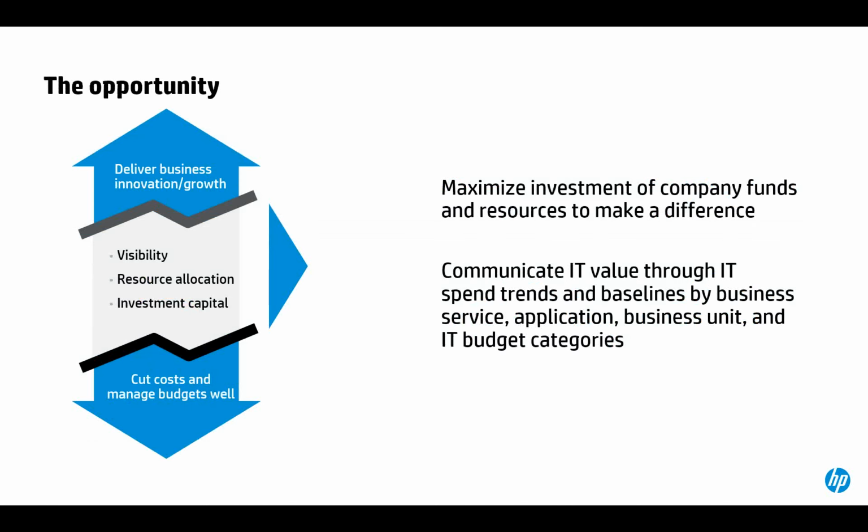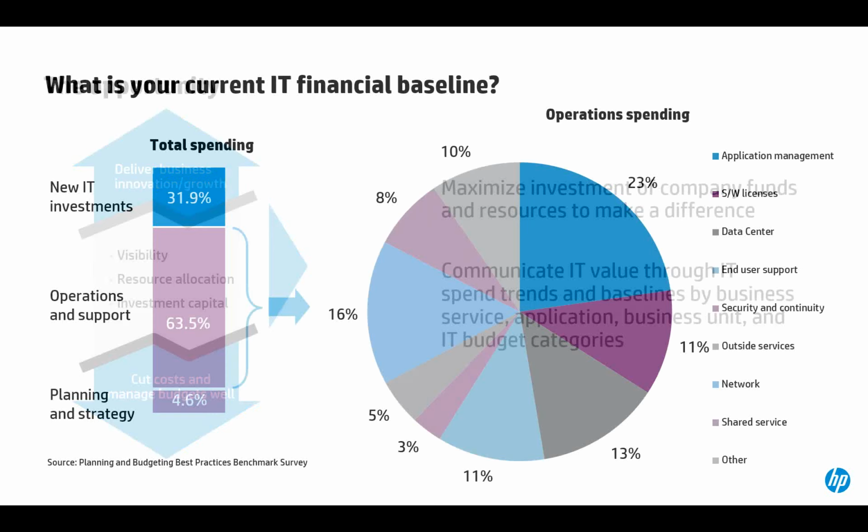So the opportunity is to maximize your investments of company funds and resources to make a difference. In addition, you're trying to communicate IT value through IT spend trends and baselines by business services, application, business units, and IT budget categories. So when you look at the graphic, what you're seeing is delivering business innovation and growth. You're trying to cut the cost and manage the budgets well, all while presenting visibility, resource allocation, and investment of capital.